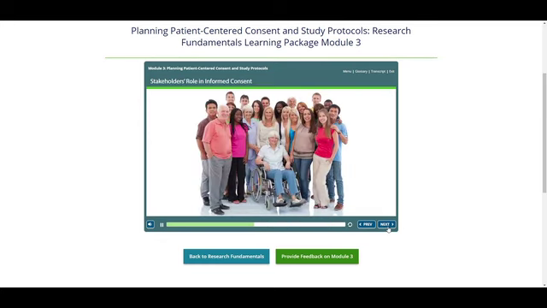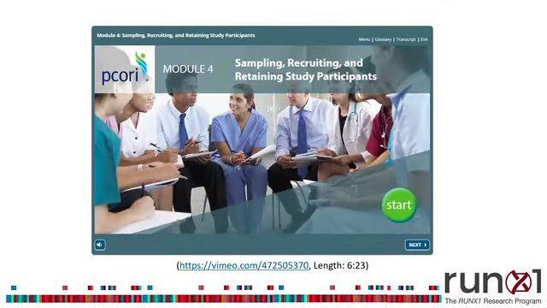Preparing a research protocol and planning to submit it for review by an IRB are crucial steps in the research process. Module 4 is about samples, appropriate sample size, appropriate sample characteristics to select, how to recruit patients, and how to think about their needs and their preferences as you think about how to retain them through the target timeline for a study.